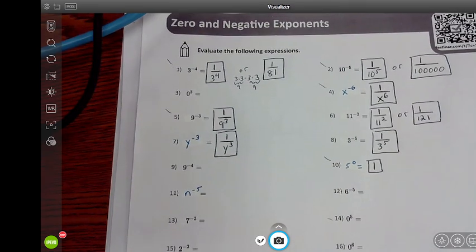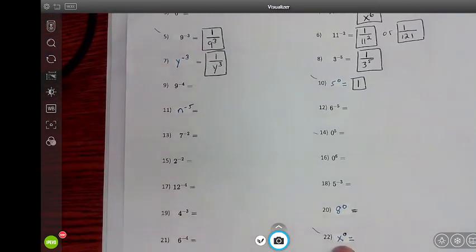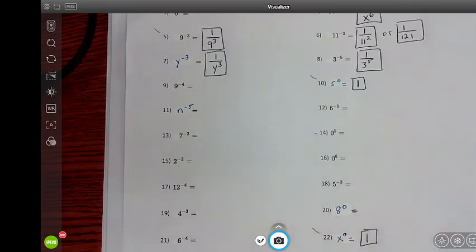Let's take a look at 22. x to the 0 power. Anything to the 0 power is just going to be 1. The exponent is 0. The exponent is 0. That term is 1.